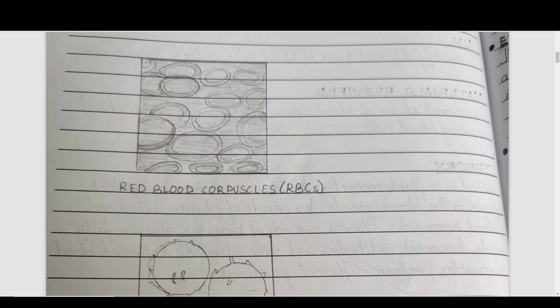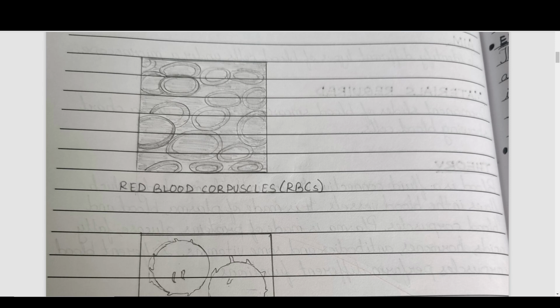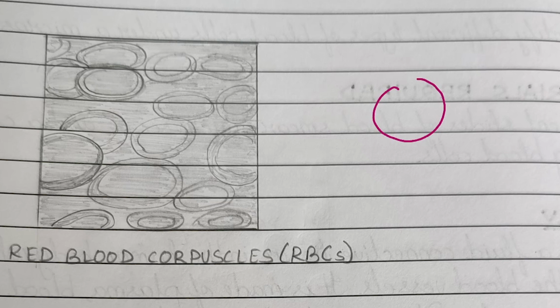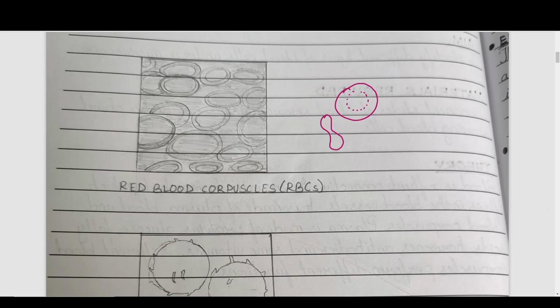Draw the diagrams of the blood cells. Red blood cells, absence of any nucleus, and this is the lateral view of the RBC because it lacks the nucleus.